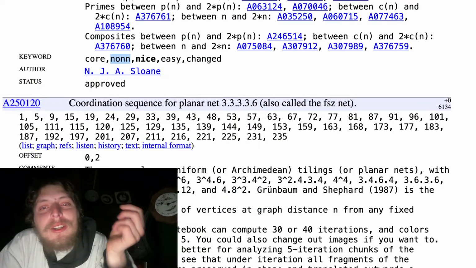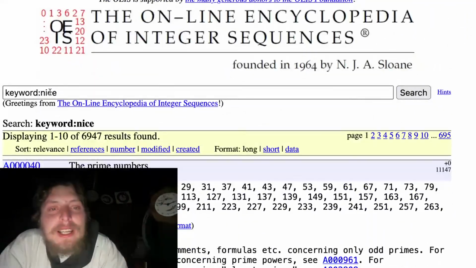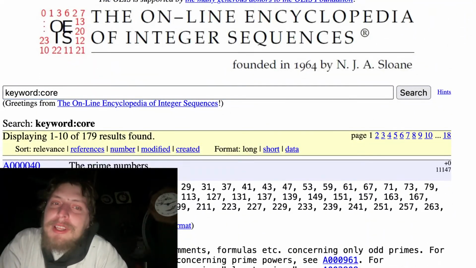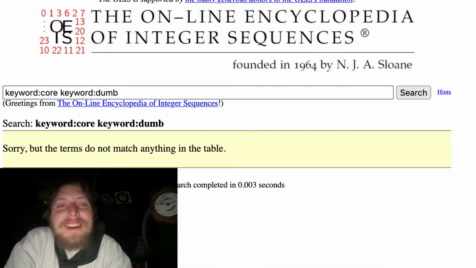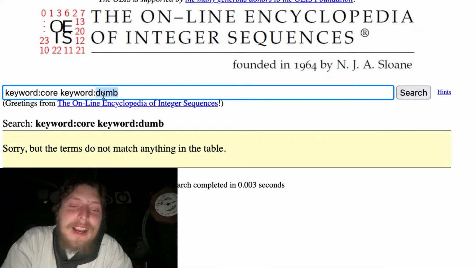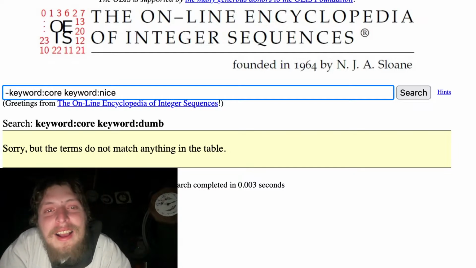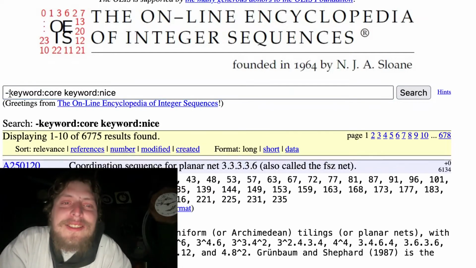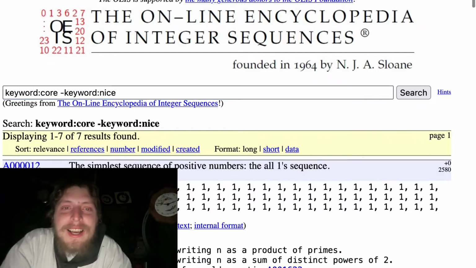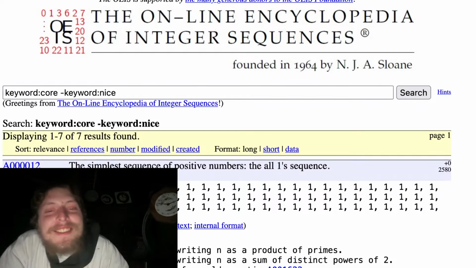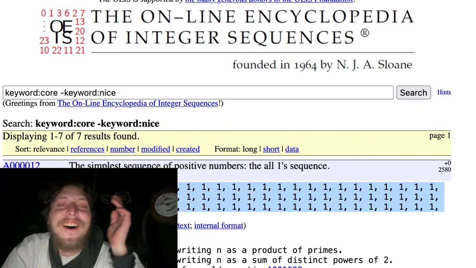But anyway, the core sequences are really neat, and we might come back to the core ones in a minute, but they're not the only keyword. It's also interesting to see what combos of keywords are there. Like, is there one that's core and dumb? That would be neat. But there's not. And then I'm like, are there any that are nice but not core? And we can do that with a minus here. Oh no, the other way around, because there's tons of nice. I mean this, core but not nice. And it's like, wait, no, that's saying core and nice. Core but not nice. There's 7. This is so funny. This is core, but they say it's not nice.